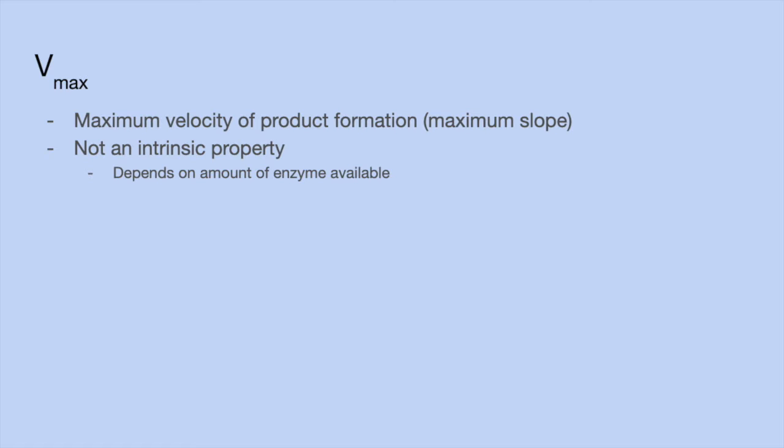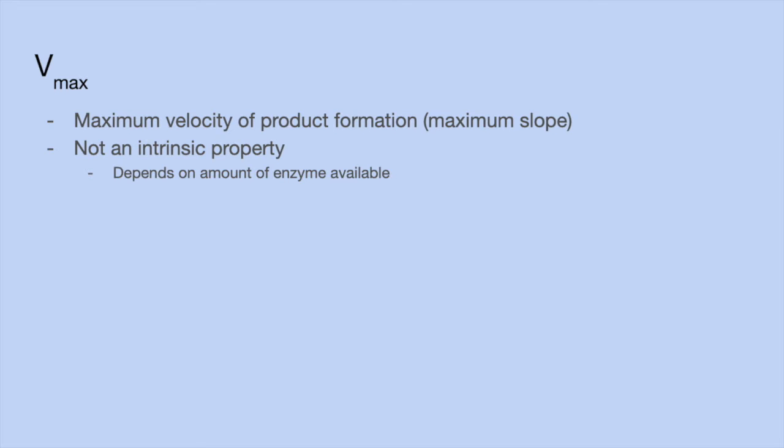The next thing that we're going to be talking about is Vmax. Vmax is the maximum rate of product concentration formation, or when the graph begins to asymptote or approach a single value, meaning that the slope approaches zero. This is going to be very important for our later derivation of the Michaelis-Menten kinetics.